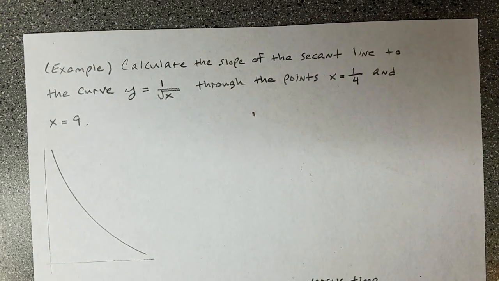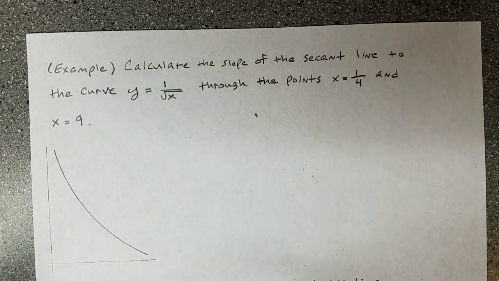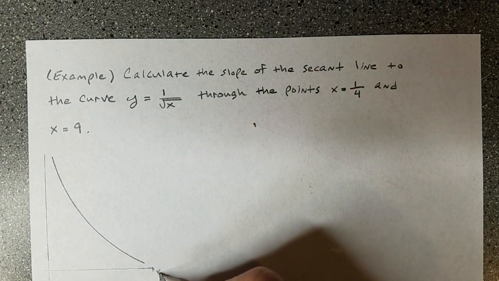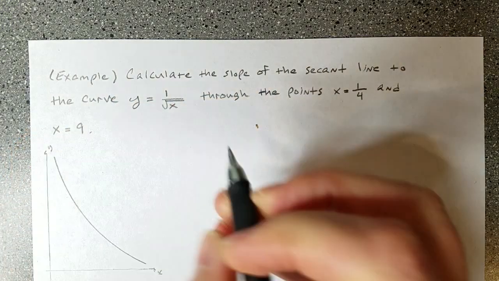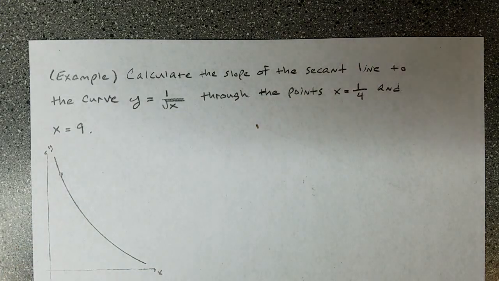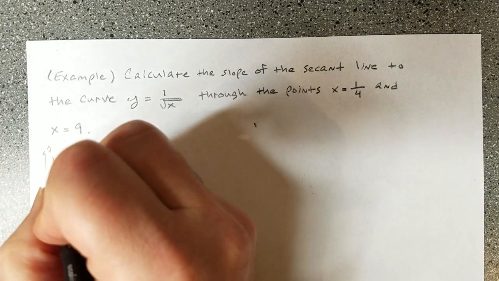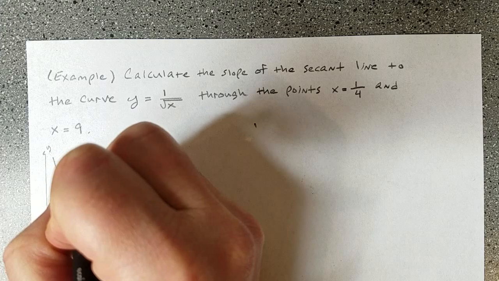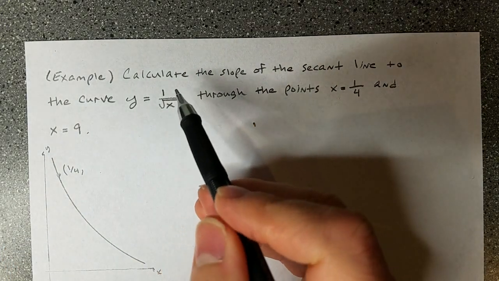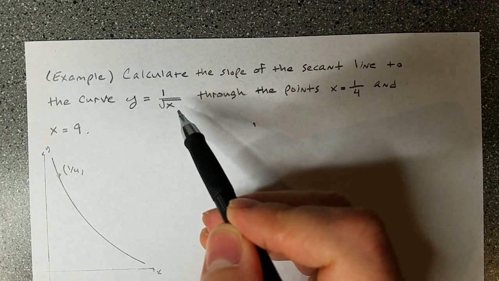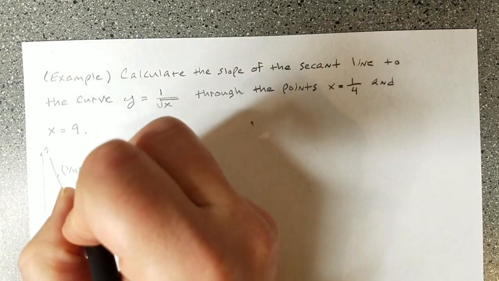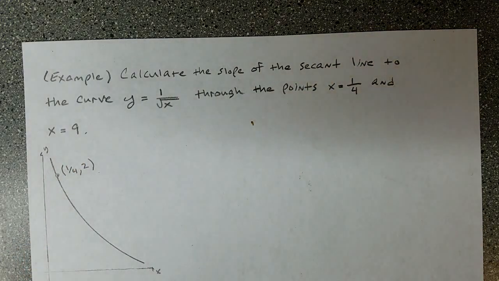Anyway, if you want some perspective or a sense of the numbers, we could do something like this. Here's x, here's y. This point where x is 1/4 is fairly close to the y-axis. And what's the y-coordinate? What's 1 divided by the square root of 1/4? The square root of 1/4 is a half, and 1 divided by a half is 2, so we're going to get 1/4 and 2.